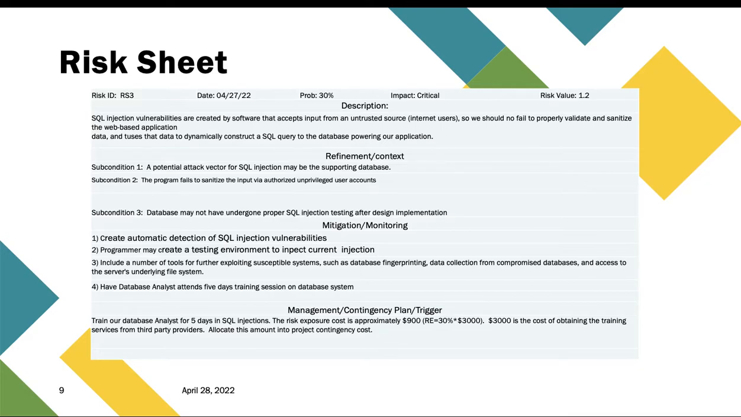This is our example of risk number 3, which has a risk value of 1.2 with a probability of 30%. We define this risk as critical because the SQL injection vulnerability may be critical, since they are created by software that accepts input from untrusted sources. And so we should not fail to properly validate and sanitize the web application data, and use that data to dynamically construct SQL queries to the database powering our application.